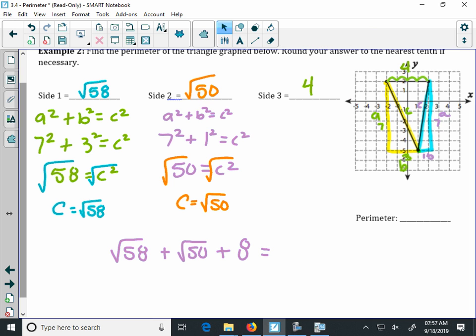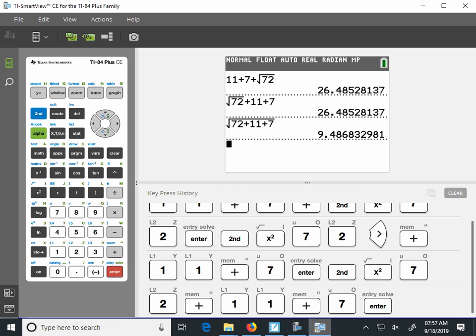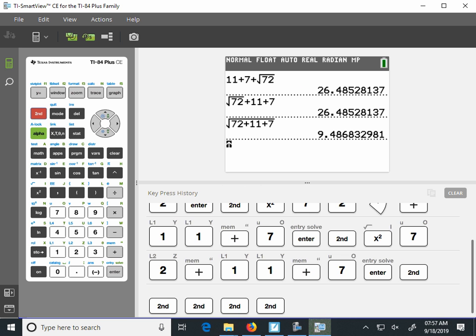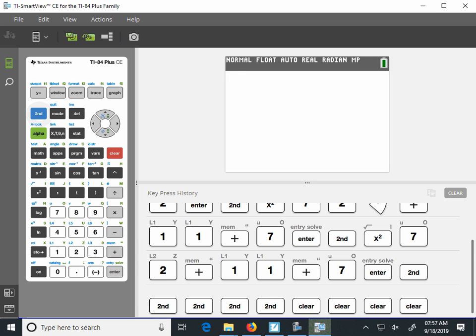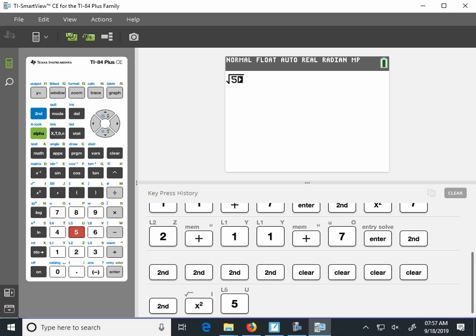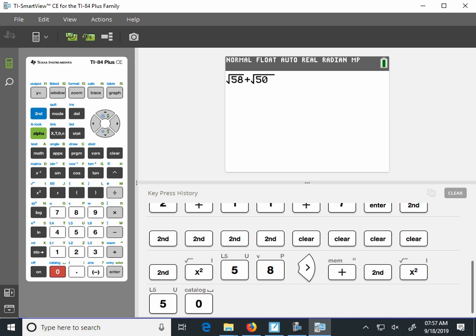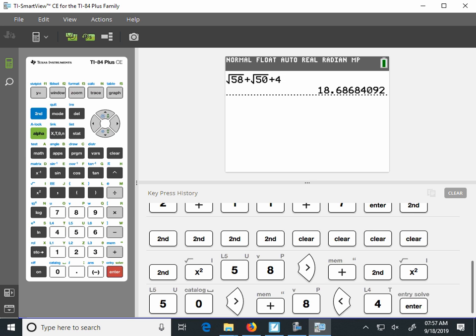So in your graphing calculator, second x squared 50. Make sure you arrow out, plus second x squared 50. Again, make sure you arrow out, plus 4. I wrote 8 at the bottom. I don't know why I did that.